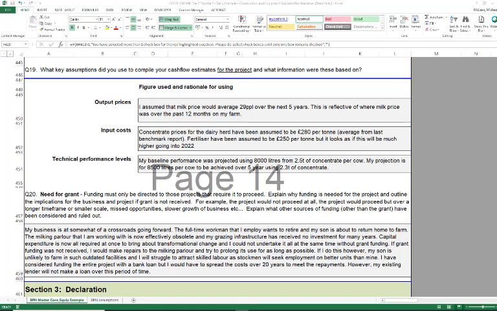Please note that applicants previously in receipt of an award under Tier 1, Tier 2 may seek further grant, but must not exceed the $250,000 grant limit across the entire programme.